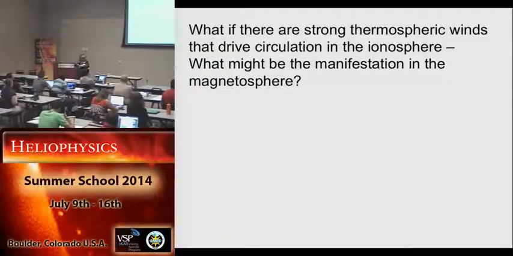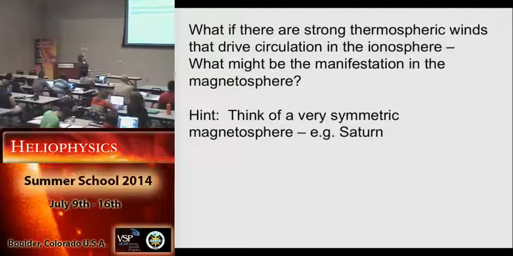Think about this. What if you had strong thermospheric winds that drive a circulation in the ionosphere? What might be the manifestation in the magnetosphere? We'll be thinking a lot more about this later. Let me give you a hint what I'm thinking about. Think of a very symmetric magnetosphere like Saturn.